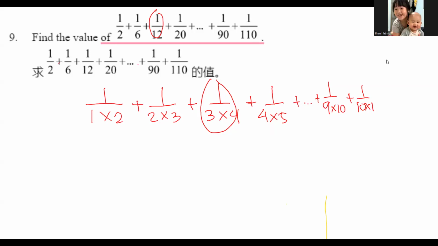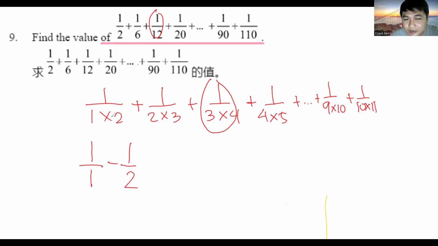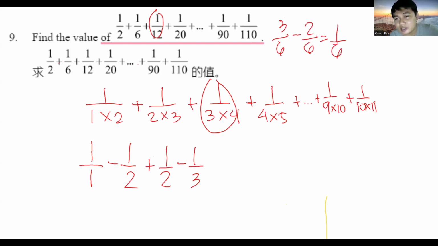Just for a while. So 1 over 10 times 11 is the last term. And we can rewrite this into 1 over 1 minus 1/2, and that is equal to 1 over 1/2. We can also rewrite this for all of the terms. 1 over 2 times 3 is just equal to 1/2 minus 1/3, because 1/2 is 3/6 and 1/3 is 2/6, and that is 1/6. We can apply this to all the numbers.